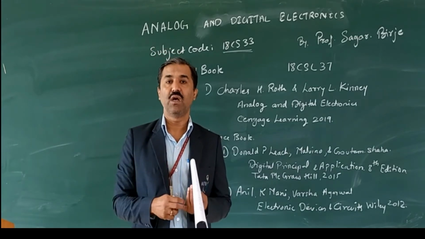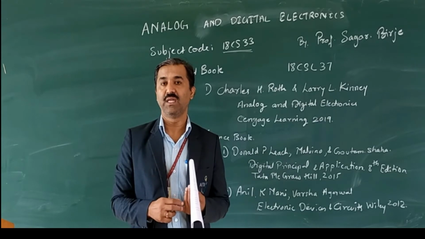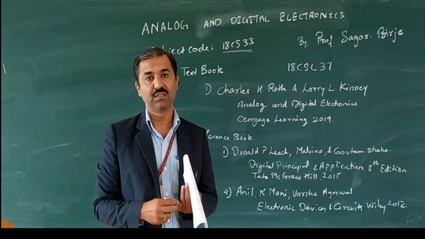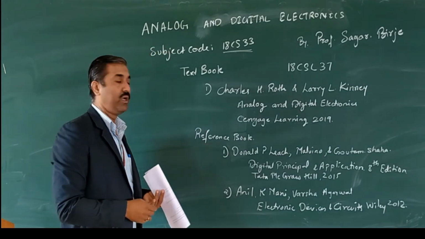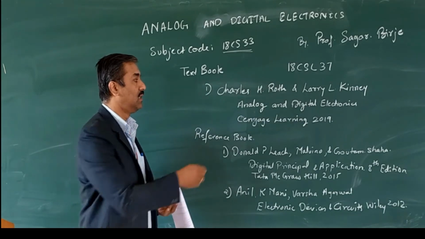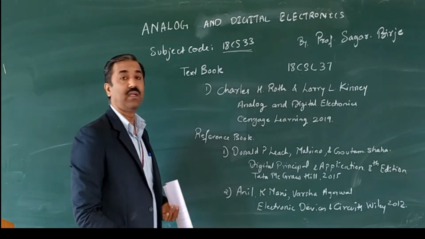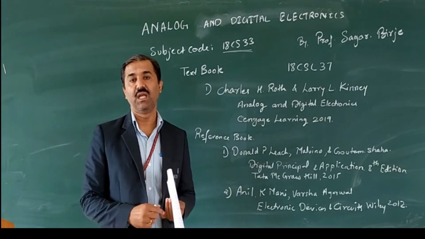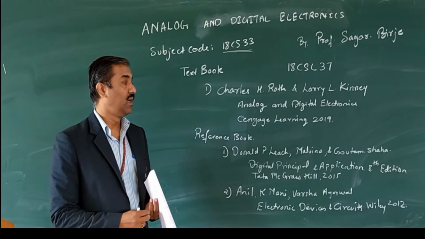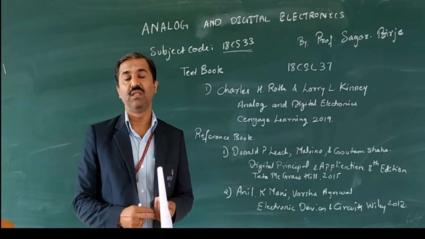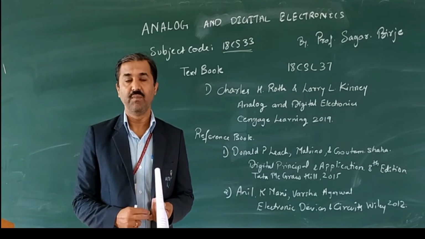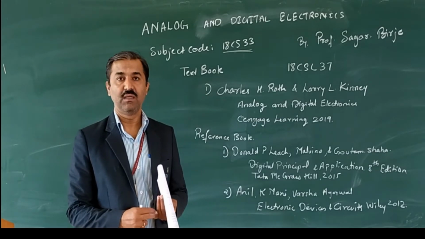Some of the advanced concepts regarding basic electronics are going to be discussed in your Analog and Digital Electronics subject. The textbook that you are going to refer is by Charles Swan and Larry King. The subject textbook title is Analog and Digital Electronics, and the publisher is Cengage Learning. 2019 is the edition that you need to refer. These textbooks are already available in the library. You can get it from the library.